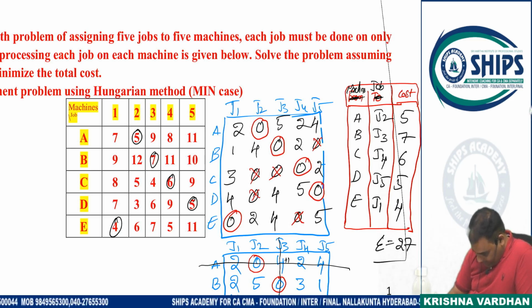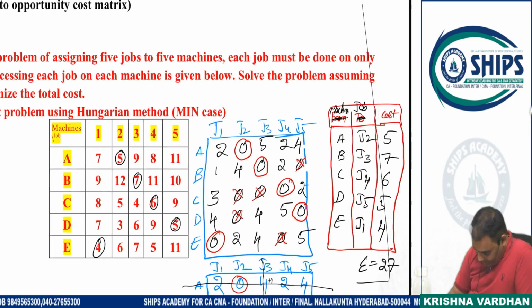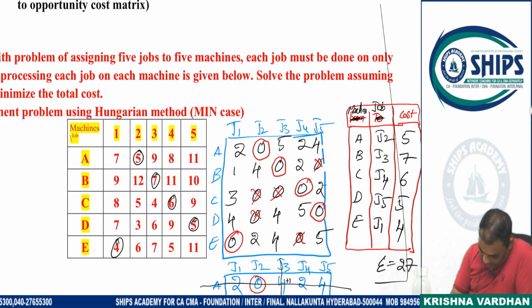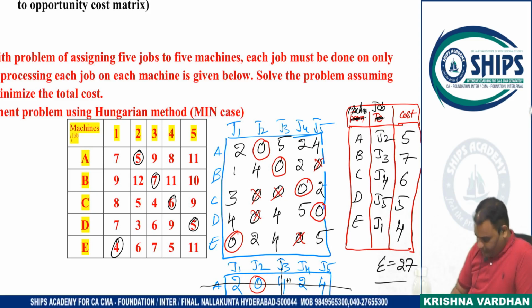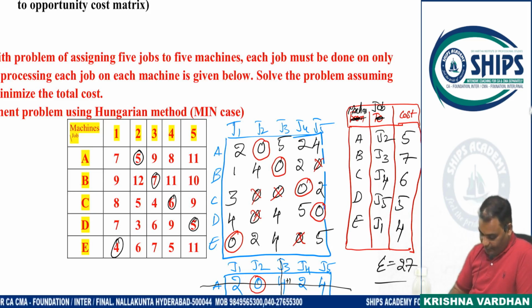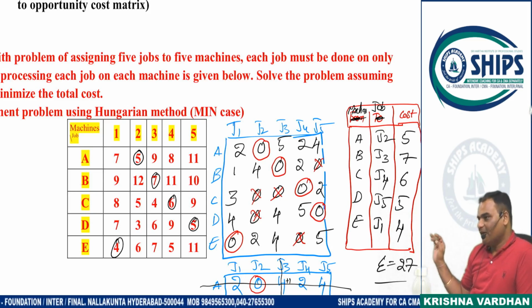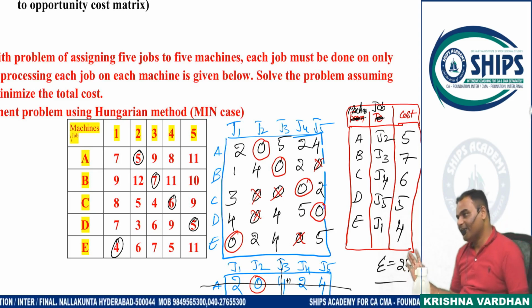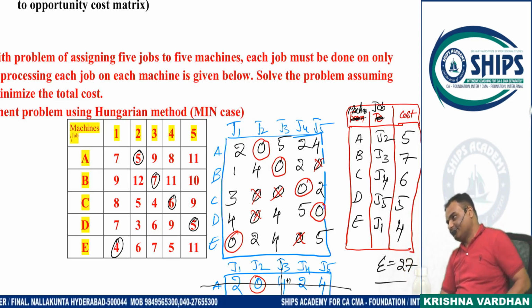Am I right? 20, 26 or 27? 27. 27. Final answer. So the optimal assignment cost is 27.